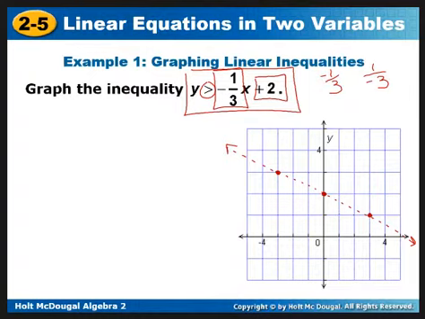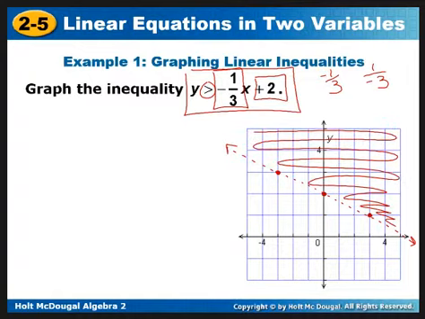Now I'm not done yet because I have to shade the portion of my graph that's actually going to represent this inequality. The way that I like to think about it is if you have a greater than sign, you can always think about there being a top side and a bottom side, or an above and a below to your line. In this case, the above of our line would be up here, so I would shade in the region above the line.